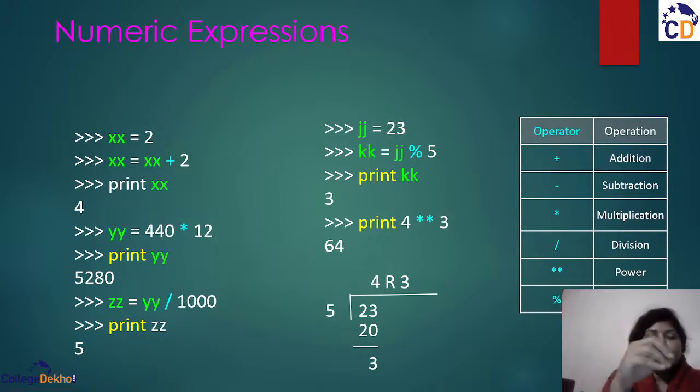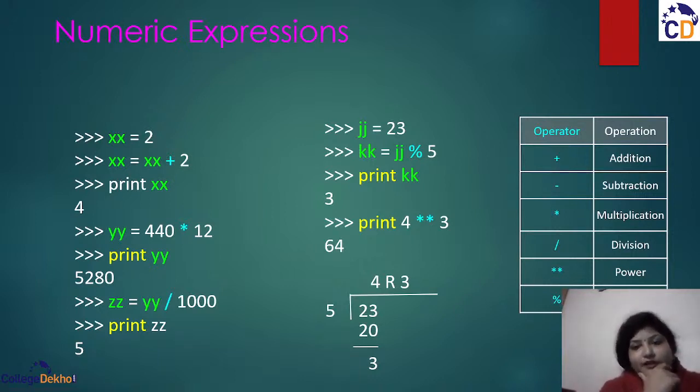So why has it taken 5? Because an integer only stores the integer part of the number. It does not carry the floating, the decimal part of the number. If you want the decimal part of the number, you may use floating point numbers. It is treated as float. I will tell you in later slides how to print floating point numbers.